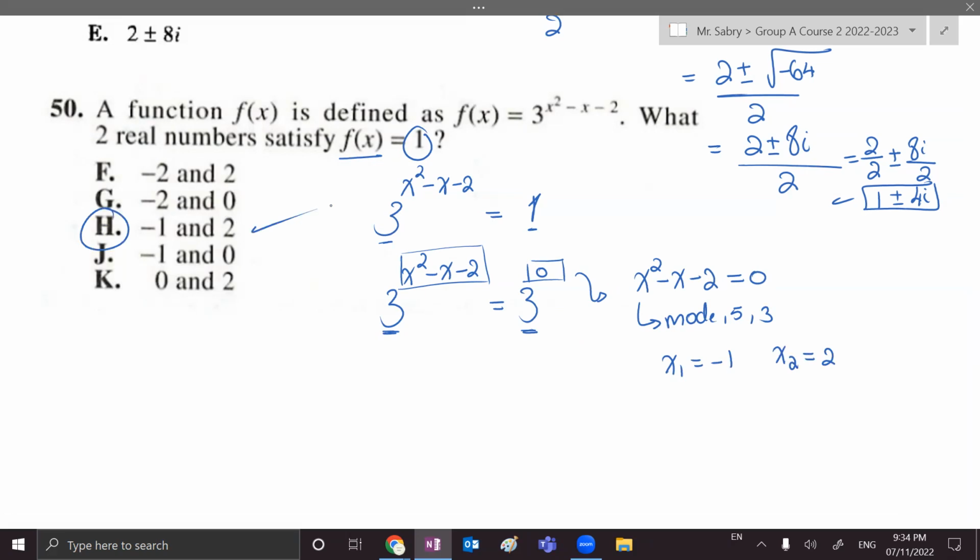Does this make sense? Yes. Is it a good one?